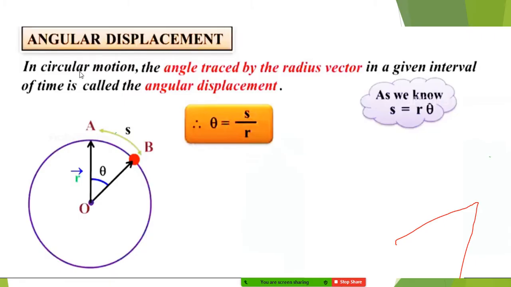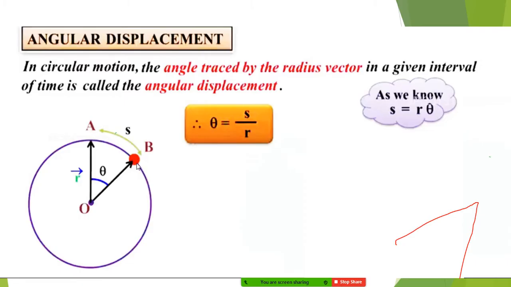Understood? Let's see the definition. In circular motion, the angle traced by the vector. See, from center O, the position is represented by R. At each place we represent the position by R. This is position vector A. Here position vector B. Correct? At each place, see the angle. What does this angle represent? The position change from A to B.